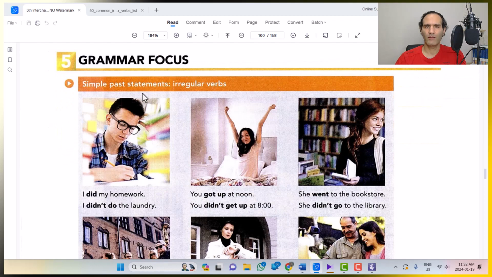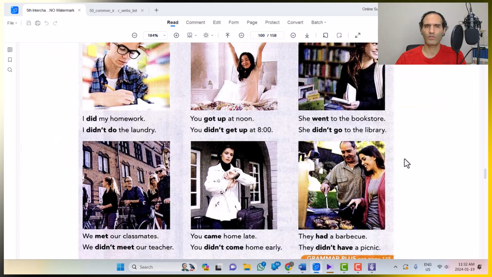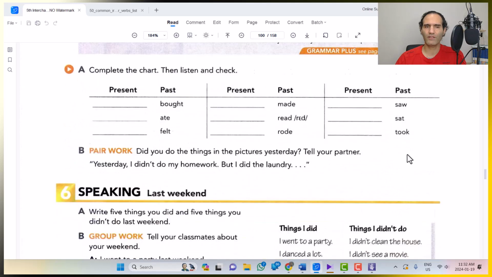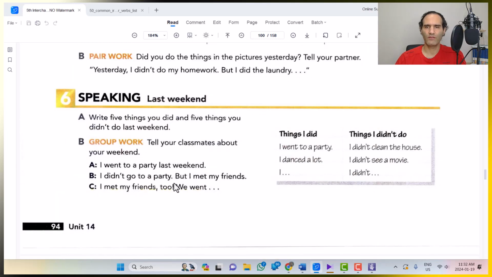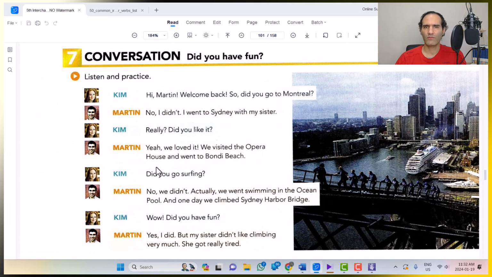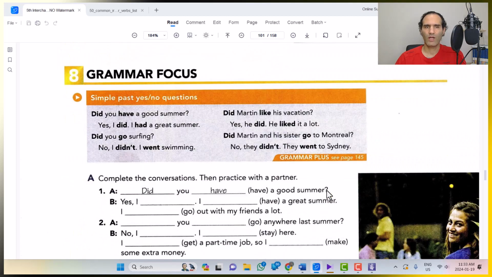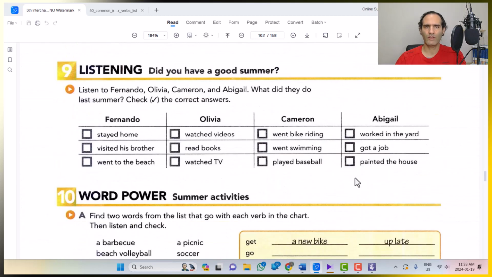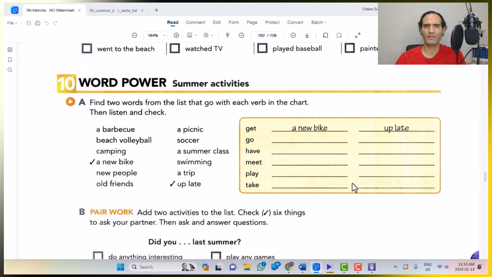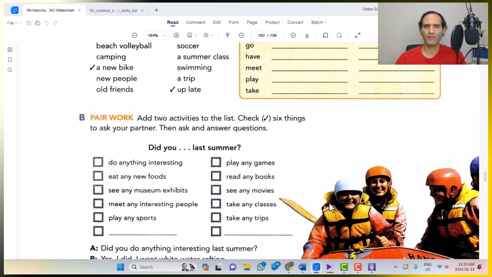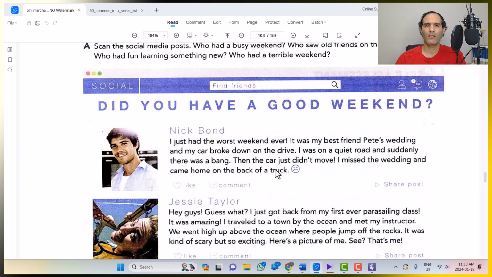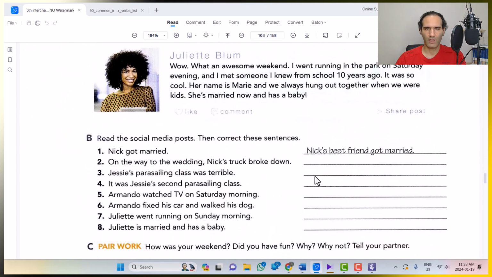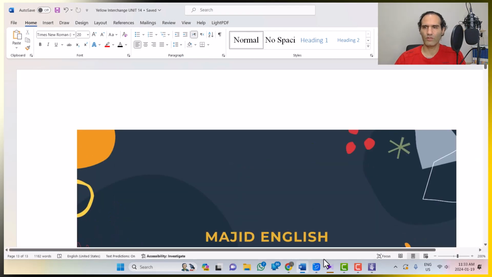Grammar focus, again, past statements with irregular verbs, which I told you need to memorize the list of the verbs. Speaking, we had 5 things we did, 5 things we didn't do. And the conversation about Sydney, the guy with his sister. Grammar focus, yes/no questions, which we had a lot of practice on, and we're good now. The listening, these 4 guys. Collocations here with the nouns and verbs to put them together, and the speaking that followed, and the final exercise, our reading.